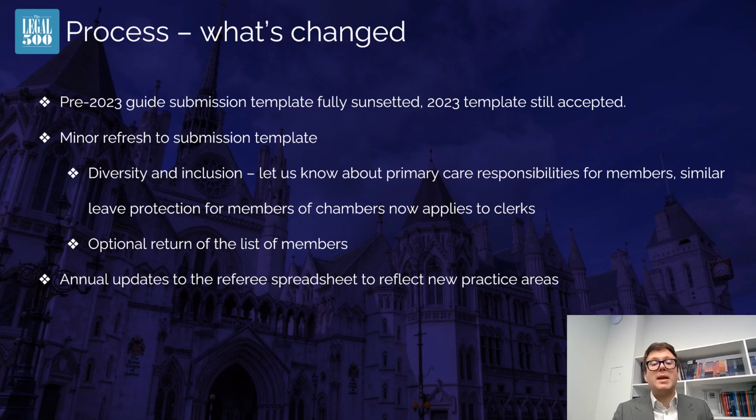We now also have changed some of the text prompts. Notably, we want to know about any clerks who have been on parental leave, so we can protect mentions of them in the guide, similar to how we protect members who have been on parental leave. The sections for individual barristers will now also ask if members of chambers have primary care responsibilities we ought to bear in mind. As always, there's an annual refresh of the referee spreadsheet. That's to do with changes to the list of practice areas. There's no substantive change to the structure of the spreadsheet or how to fill it in from previous years.